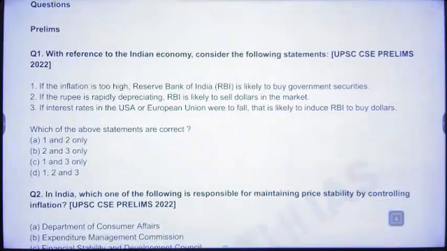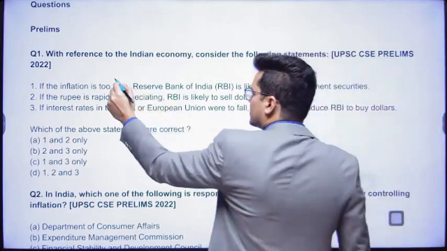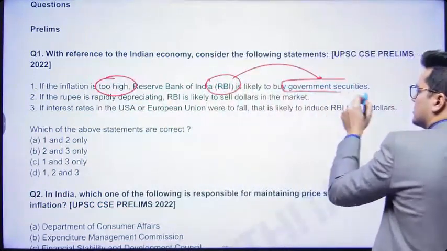Let's look at the first question. With reference to the Indian economy, consider the following statements. This was asked in 2022. If the inflation is too high, RBI is likely to buy government securities.